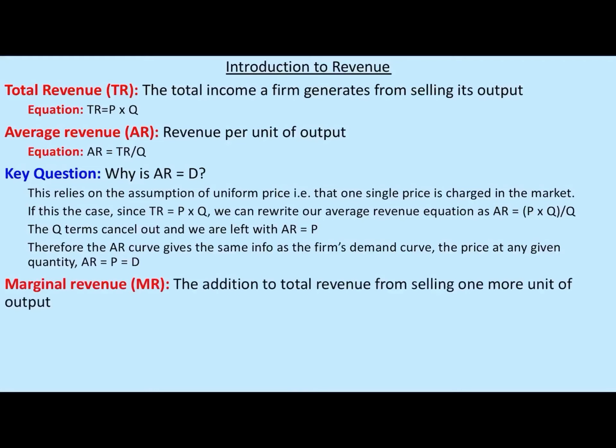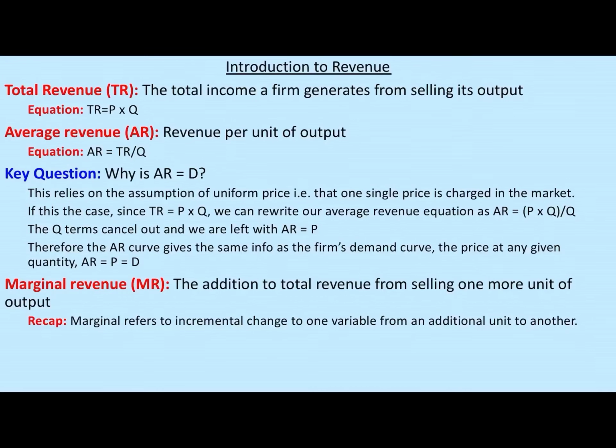Marginal revenue is the next term to define: the addition to total revenue from selling one more unit of output. To recap, this marginal term refers to the incremental change to one variable from an additional unit to another. In the case of marginal revenue, we are incrementally changing the output, the quantity level, by 1, and we are examining the effect that has on total revenue.